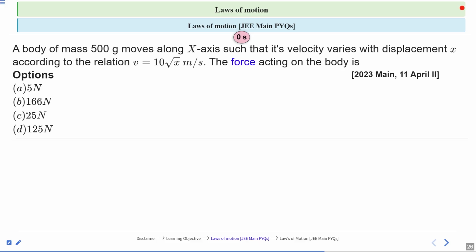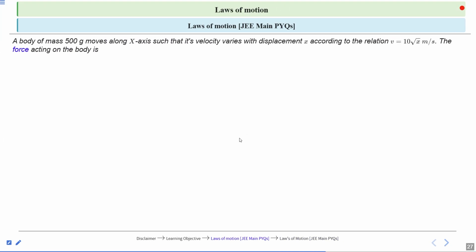Let's see the solution of this. So the correct option is C, 25 Newton. Solution.